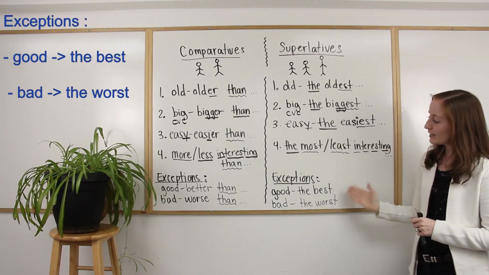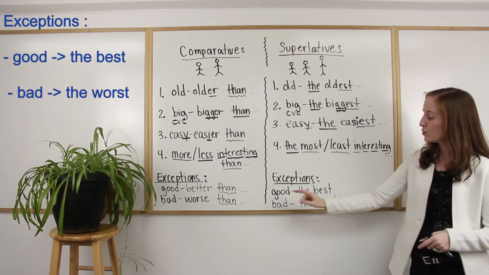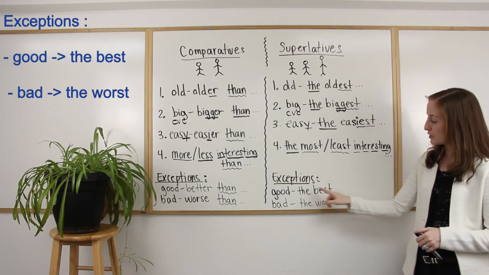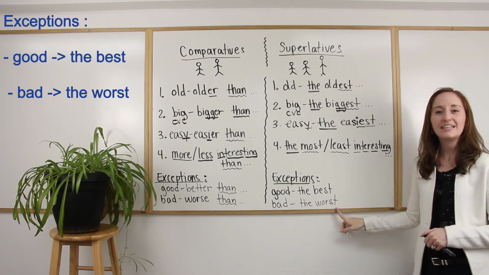And again, 2 classic exceptions for the pattern of superlatives. Good, the adjective becomes the best, and bad becomes the worst with a T.